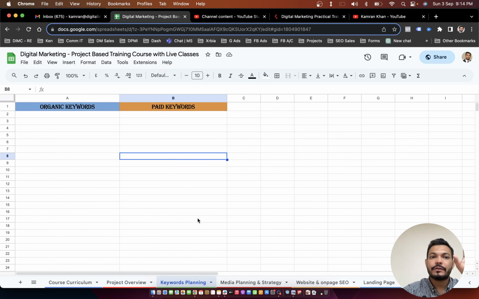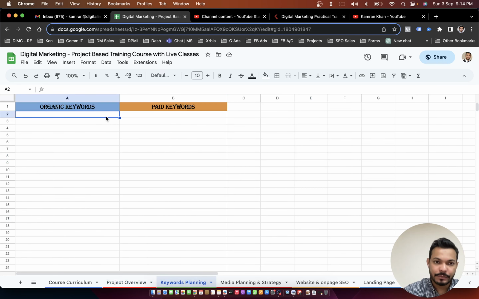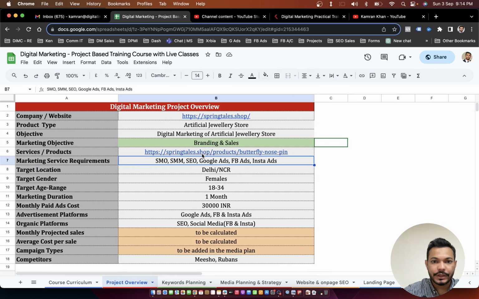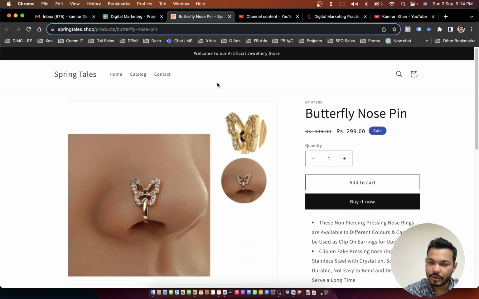Now, keyword planning is one of the most essential parts of doing any project because your Google ad campaigns and SEO are primarily based on the keywords that you choose for the website. So let's try to see how we choose keywords. Now, before we come into the keyword planning sheet, let's come into the product first because we have to do keyword planning for this product.